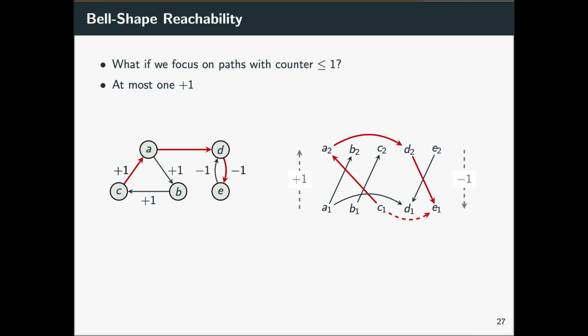Now, in general, it will also capture non-bell-shaped paths, but this is not a problem as all reachability witnesses on the right are valid. So our solution works when the counter is bounded by 1. Now, how do we proceed with larger counter values? The idea is a common trick in computer science known as successive doubling. And here is how it works.